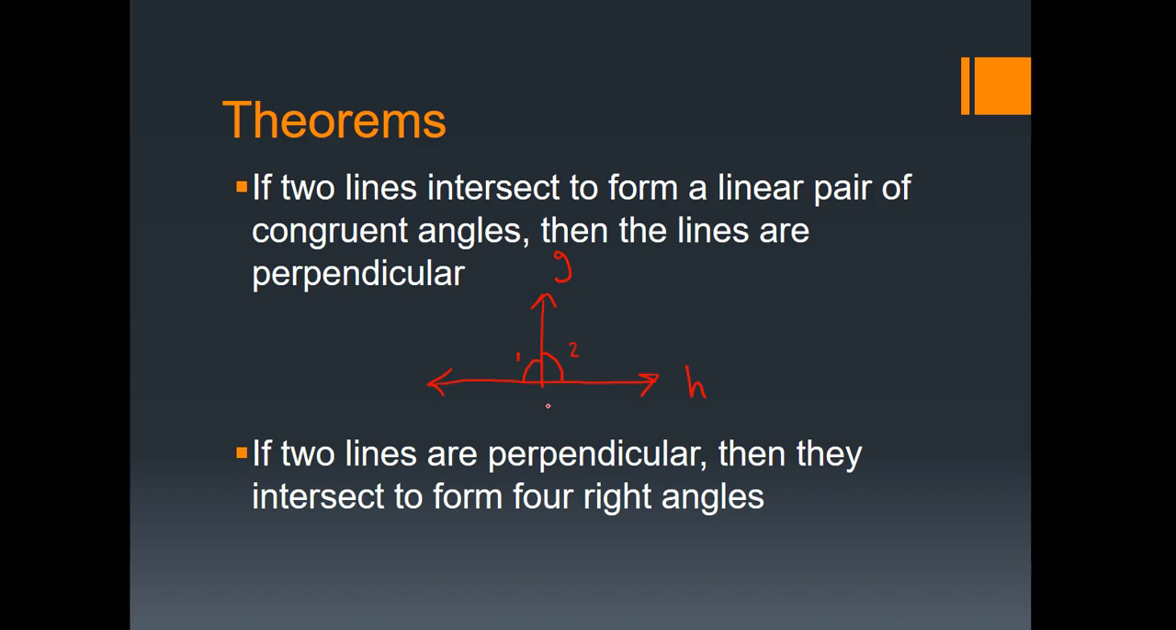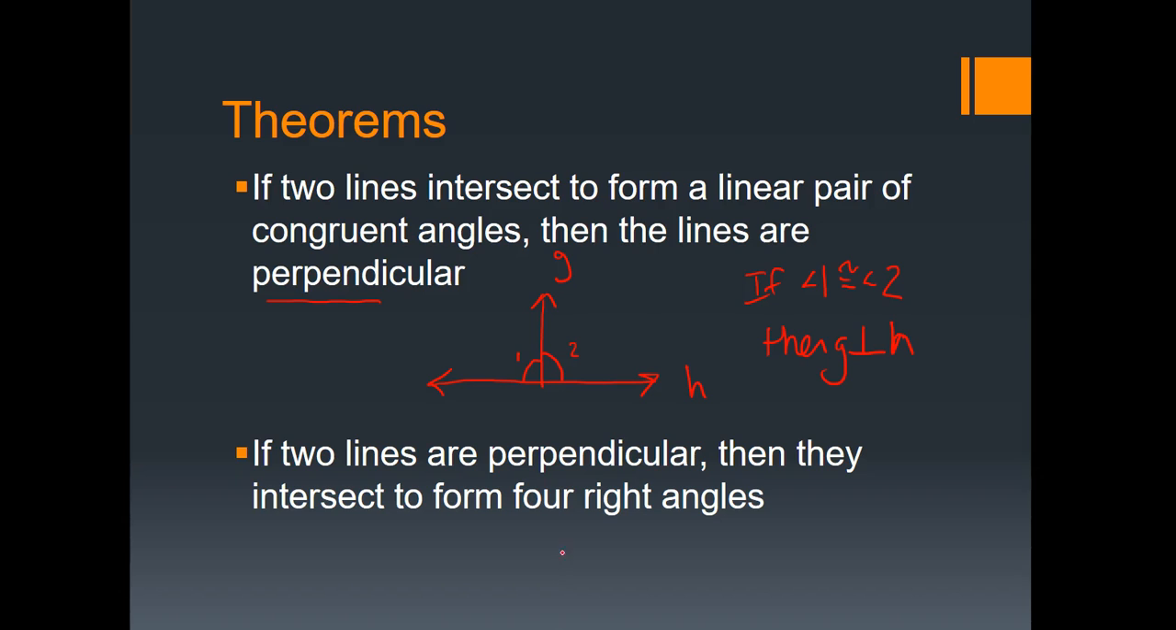So that kind of makes sense because a linear pair, remember, is 180 degrees, and if the two angles are congruent, they both are 90. And perpendicular means they make a right angle, which is 90 degrees. So in words, if angle 1 is congruent to angle 2, then G must be perpendicular to H, because they make a linear pair and they both have to be 90, which means they're right angles.